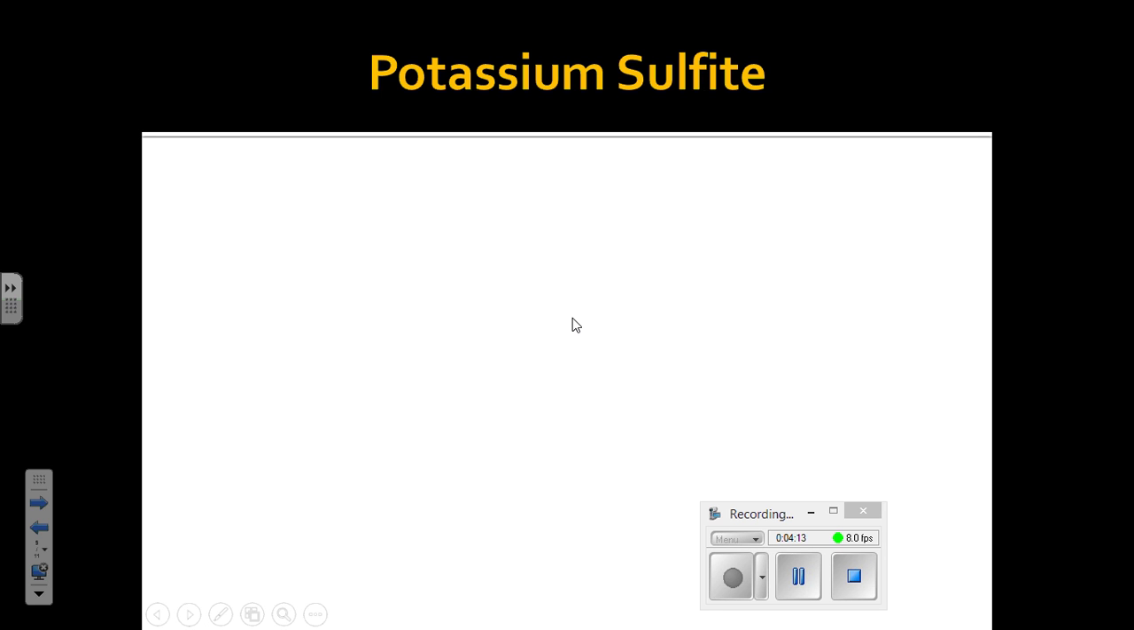Potassium sulfite. The "ite" ending tells us that there's going to be an oxygen, so this is a polyatomic ion. You can look it up on the periodic table and find that sulfite is SO3 -2, and potassium is, in the first column, +1. So +1, -2, crisscross this number down here, the 1 goes down here, we have K2SO3.